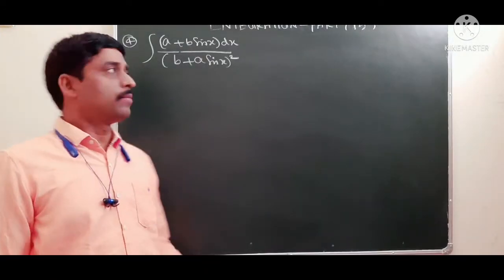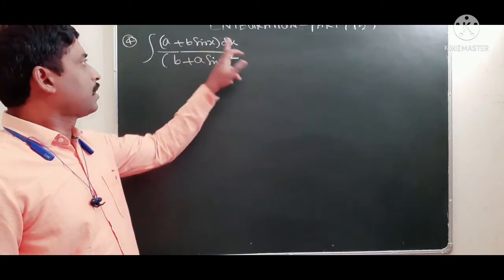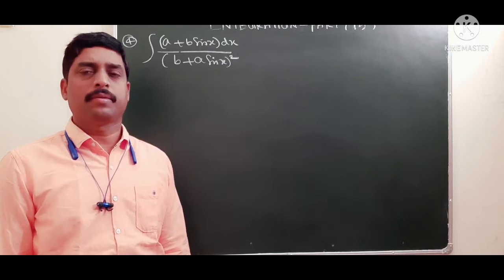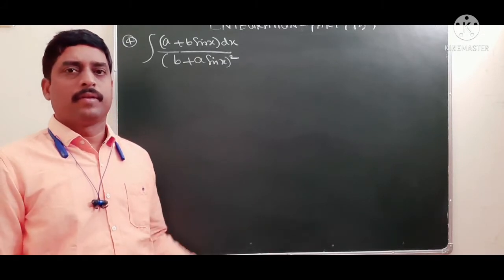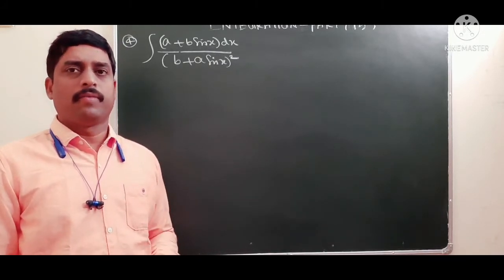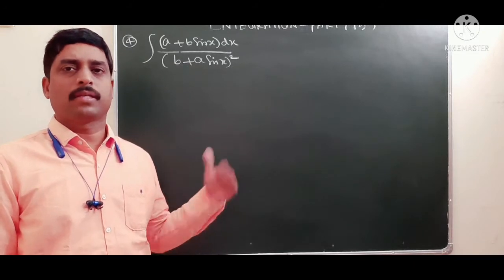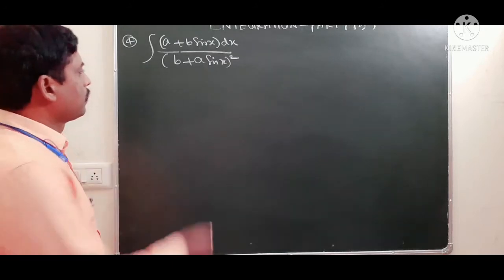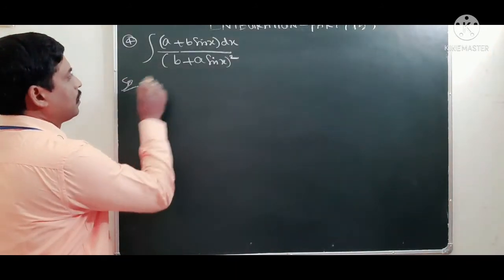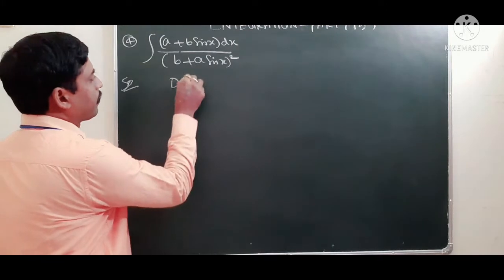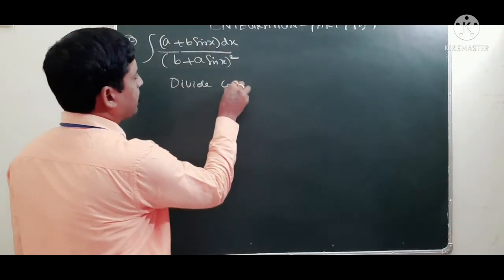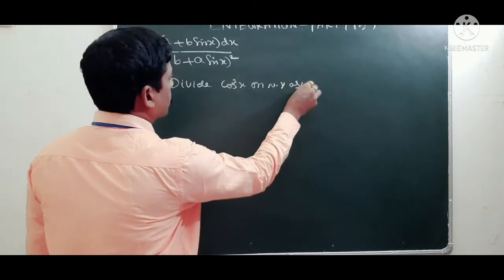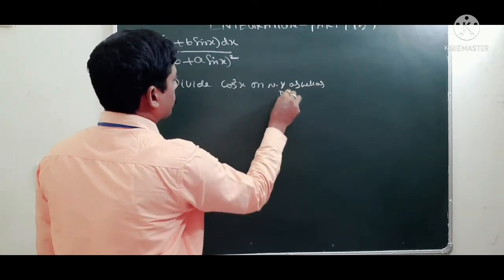Let us go to the next problem. Integral a plus b sin x dx by b plus a sin x whole square. This kind of problem is very important. What is the working rule? We should divide by cos square x, either cos square x or sin square x, on numerator as well as denominator. So according to the working rule, divide cos square x on numerator as well as denominator.